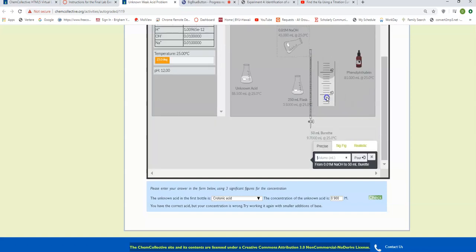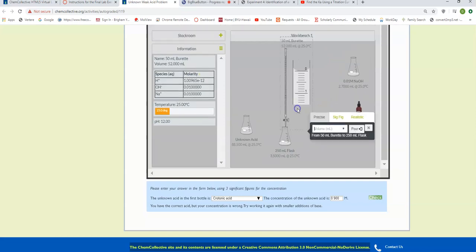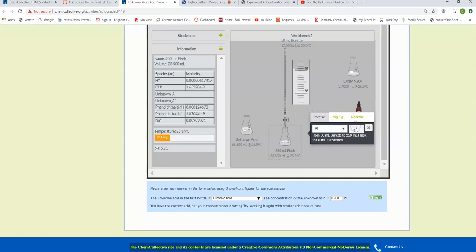How much do I have in my burette now? I'm going to need more. 42.123. Let's bring it up to the top. Should be 45, right? Yes. So I'll go to 35. Go to 40. Go to 44.